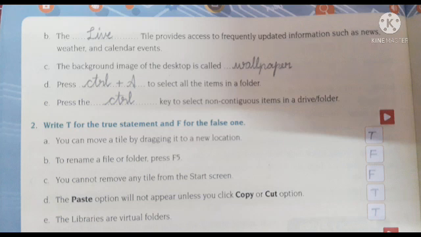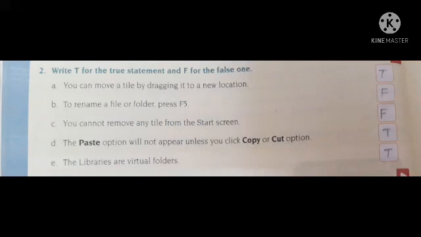Next we have the true or false. The first question: you can move a tile by dragging it to a new location. That is true. Next one, to remove a file or folder, press F5. That is false. The next one, you cannot remove any tile from the start screen.